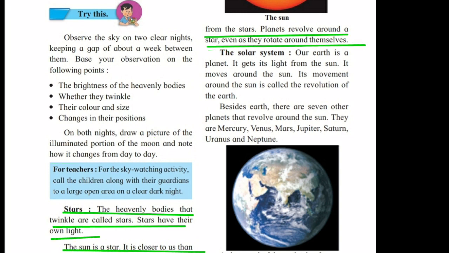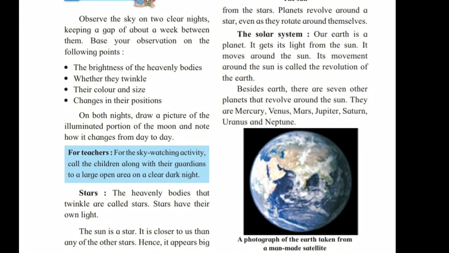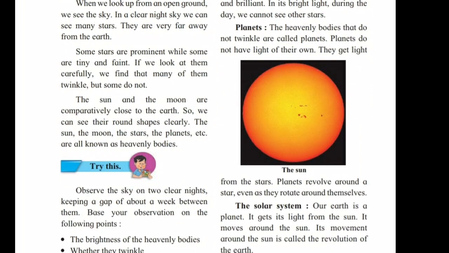Stars. The heavenly bodies that twinkle are called stars. Stars have their own light. The sun is a star. It is closer to us than any of the other stars. Hence, it appears big and brilliant in its bright light. During the day, we cannot see other stars.